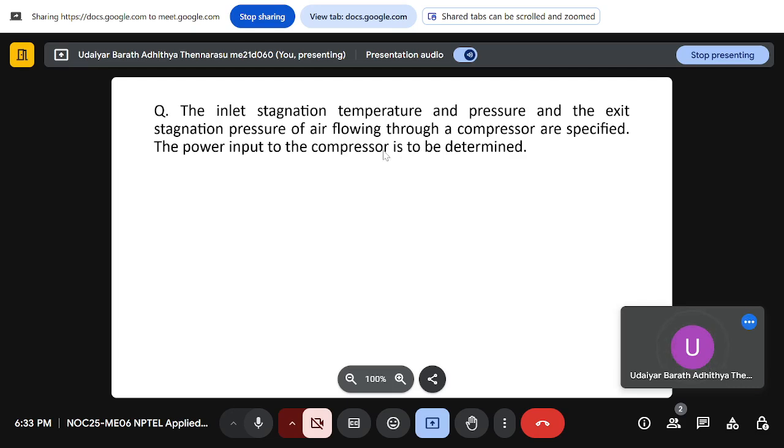So the next question is, the inlet stagnation temperature and pressure and the exit stagnation pressure of air flowing through a compressor are specified. The power input to the compressor is to be determined. So I think the values are not visible. I think I'll have to change this.